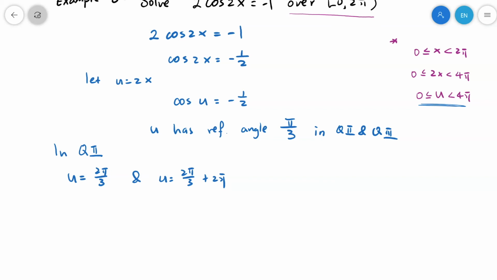To solve them, u equals 2x. So x will equal 2 pi over 3 divided by 2, which is pi over 3. And u equal to 2 pi over 3 plus 2 pi, which is 8 pi over 3. Then 2x equals 8 pi over 3, divided by 2, x equals 4 pi over 3.